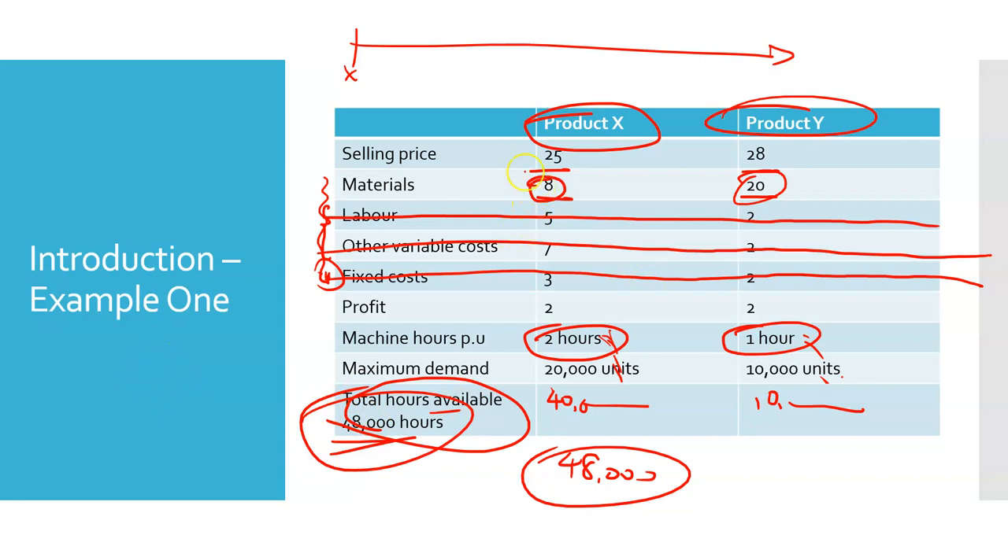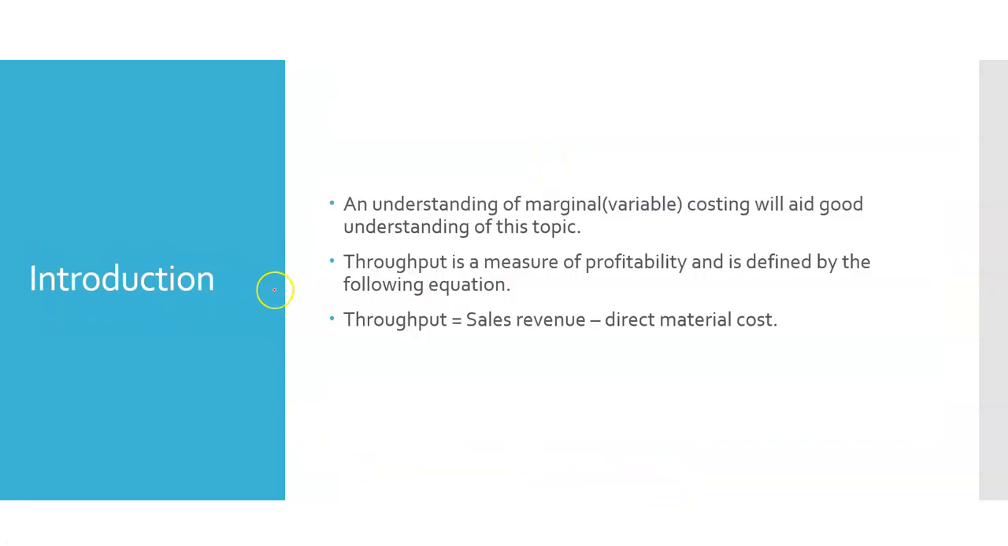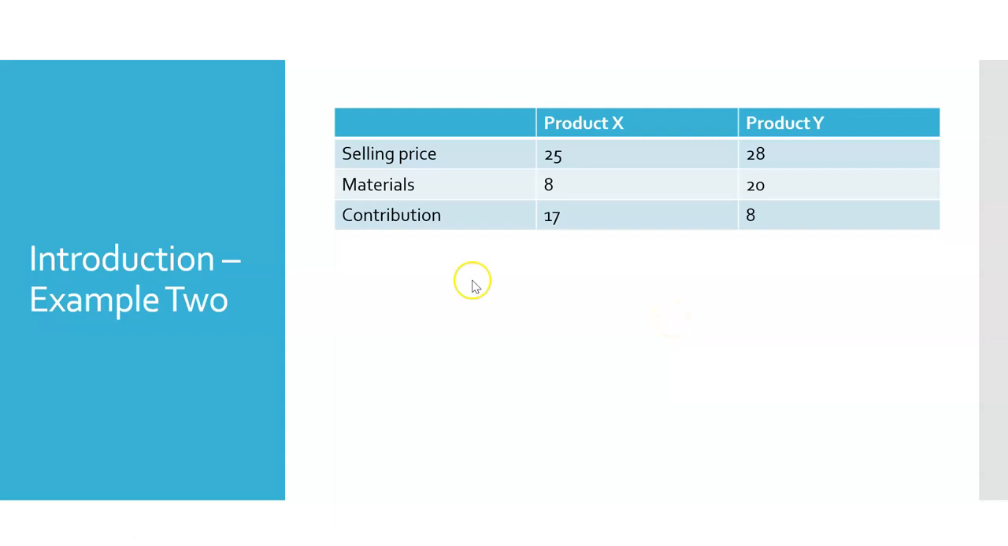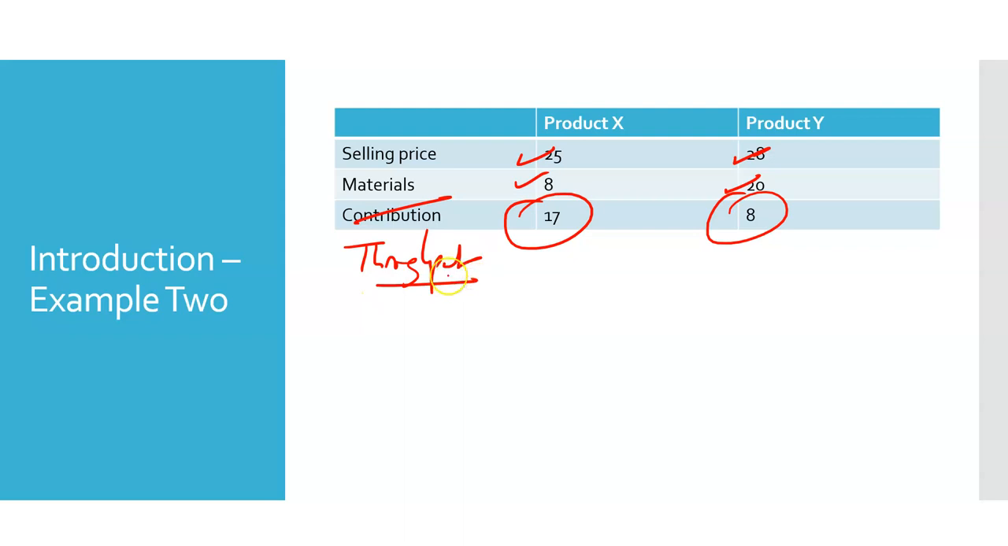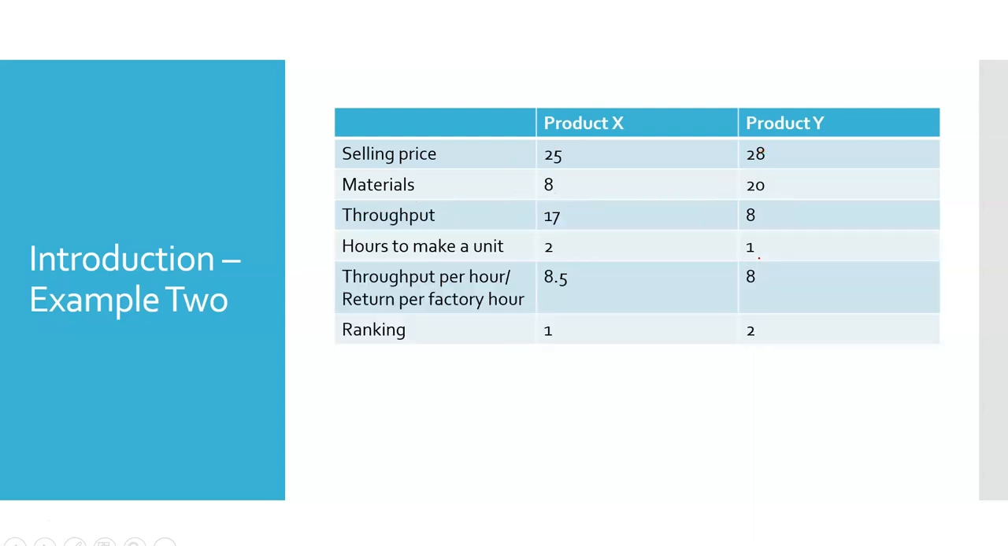My first thing, of course, is to find out, as I've talked about, that an understanding of variable costing will help understand and measure profitability. Throughput, we've discussed this, is sales revenue minus direct material cost. Here we are, selling price minus my materials, and that gives me a throughput, I should really say, forgive me, because it's not really contribution, of 17 and of 8. This is the amount of hours. It takes 2 hours to make this, 1 hour for the other, and therefore my throughput per factory hour is 8.5 and 8: 17 divided by 2, 8 divided by 1.